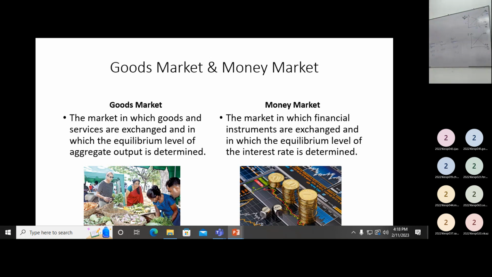And the other one is the money market. The market in which financial instruments are exchanged and in which the equilibrium level of interest rate is determined. So this is where the money market is demonstrated. There's the demand for money. Money could include cash, like notes and coins, and also financial instruments. So what are the financial instruments?